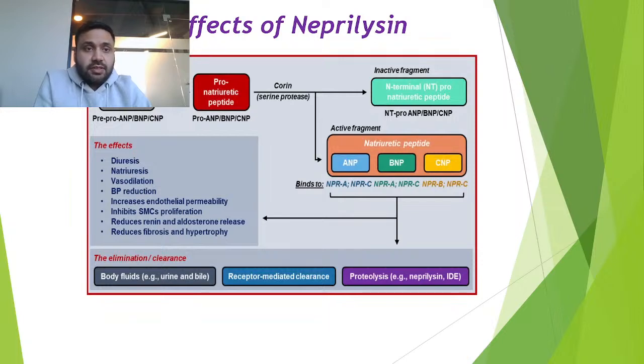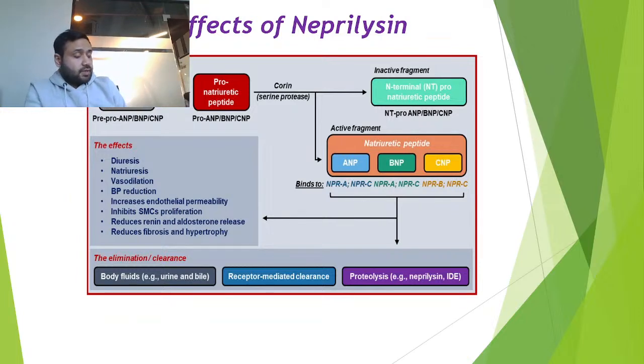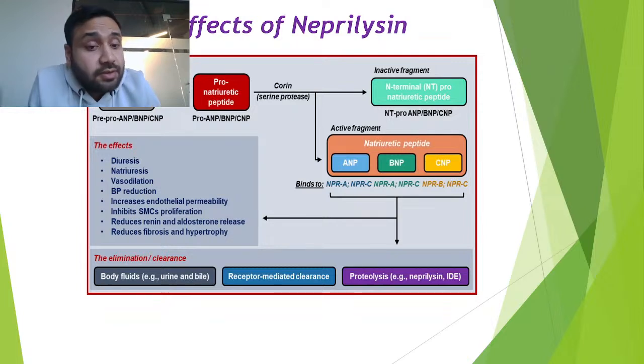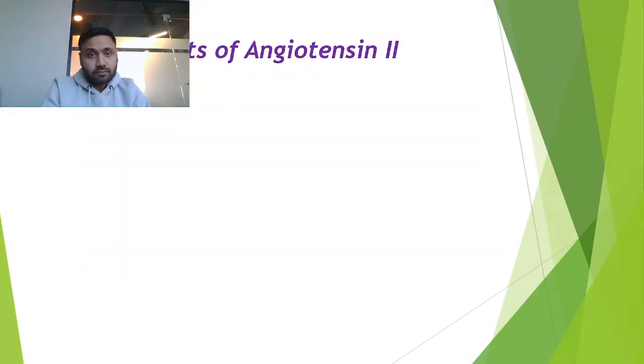So here you can see the synthesis of natriuretic peptides, ANP, BNP, and CNP. They cause diuresis, natriuresis, vasodilation, BP reduction, inhibit smooth muscle proliferation, also reduce renin and aldosterone release, and reduce fibrosis and hypertrophy.